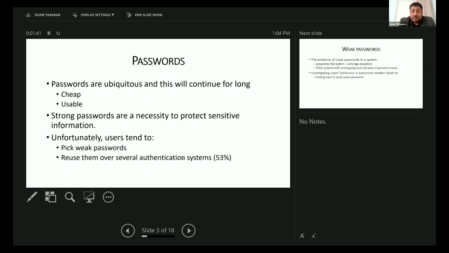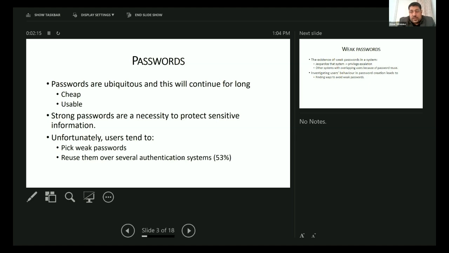So passwords, as you all know, are everywhere, and this will continue for a very long time. They are very cheap, very usable, and kind of natural nowadays. The first thing people think about when picking an authentication method is a password. Of course, now it's being strengthened with multi-factor authentication, biometrics, and so on. But still, the usual text password is there, and it is predicted that it will be there for long.